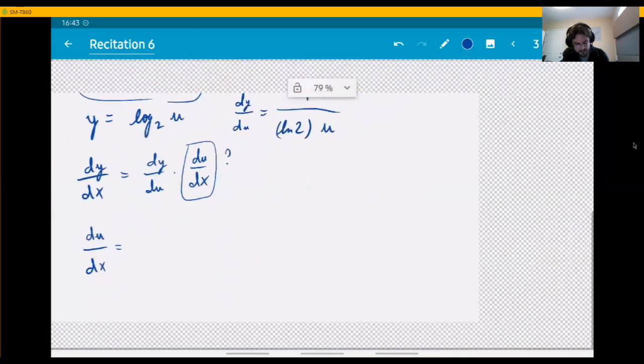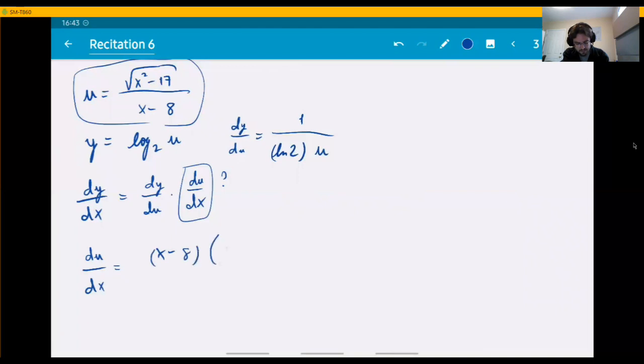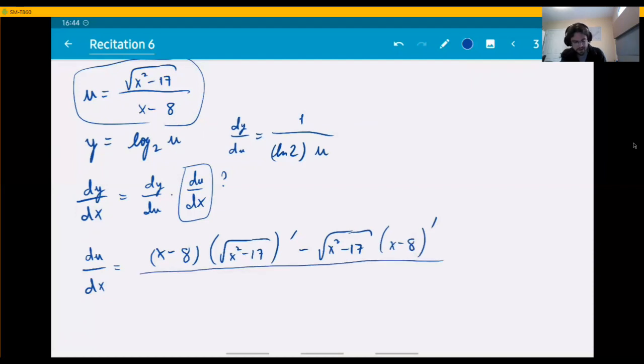Scrolling outside just so we can see the function. I'm looking at the expression for u, and I want to find du/dx. Low d high minus high d low divided by low squared.